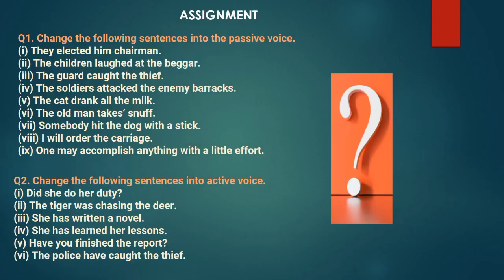Now, after the explanation of the concept, it's time for some questions. So here you have the assignment with some short questions. In question number 1, you have to convert the active voice into passive, and in question number 2, you have to convert the passive into active voice. I hope you all have understood the concept and you all can do all these questions well.